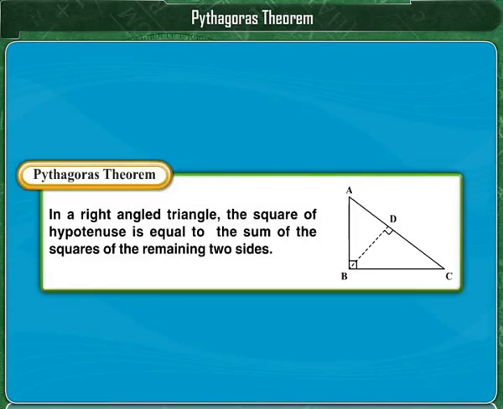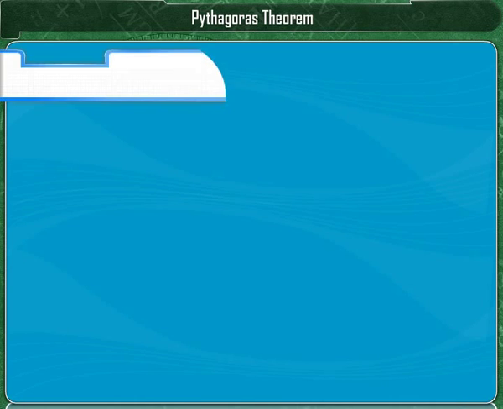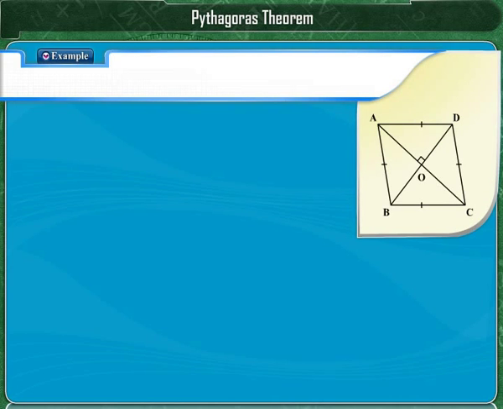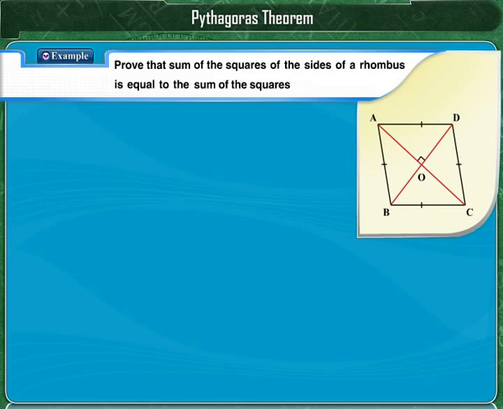It's time to practice what we have learned so far. We will solve a few problems based on Pythagoras theorem. Example. In this problem, we have to prove that the sum of the squares of the sides of a rhombus is equal to the sum of the squares of its diagonals.